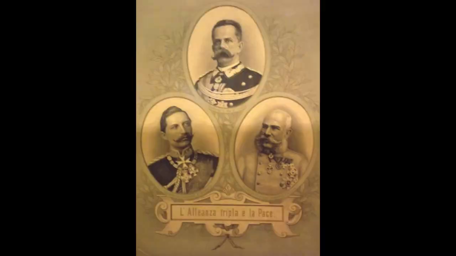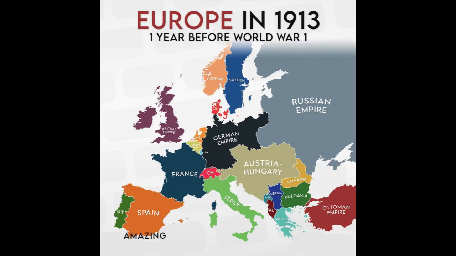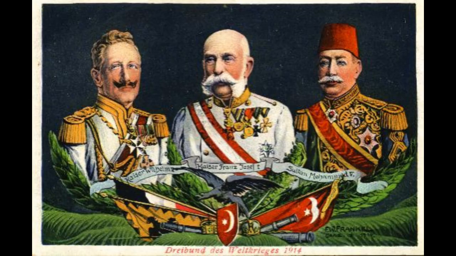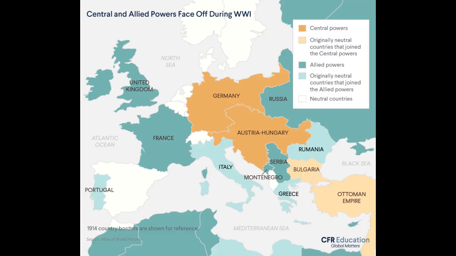Global impact. Because many European powers had colonies around the world, the alliance system also turned the war into a global conflict. Fighting spread to Africa, Asia, and the oceans, involving soldiers and resources from many parts of the world.